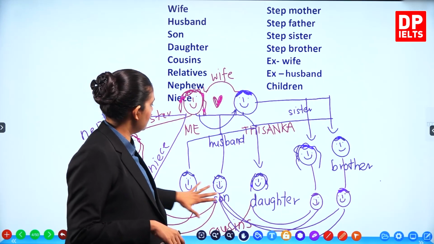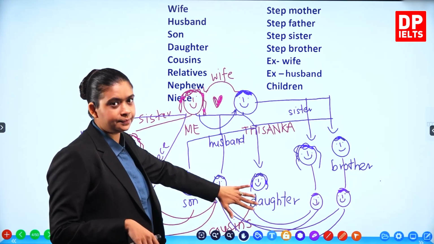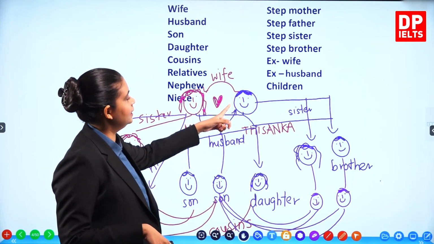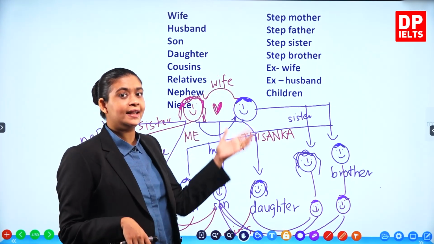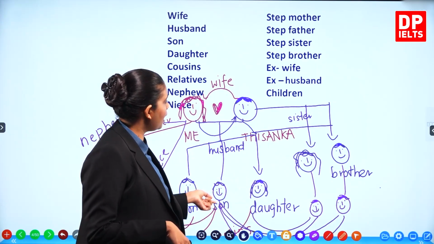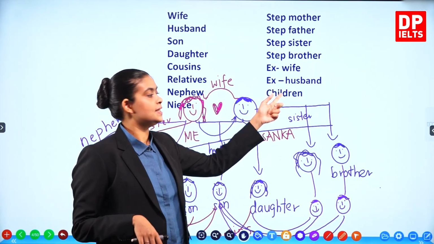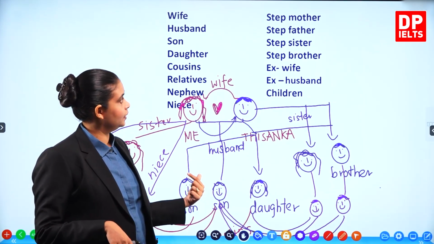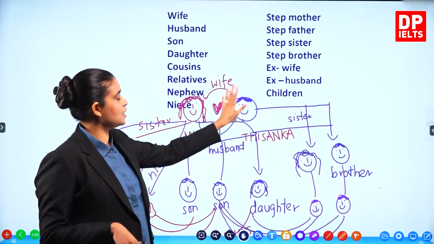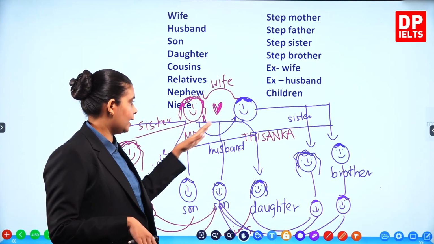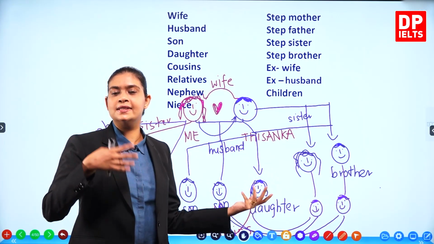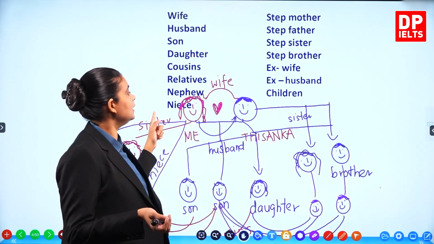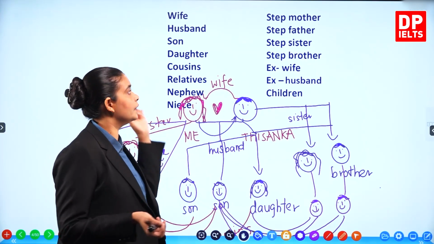Stepmother. Now say my kids are there, okay? And Tisanka actually gets married to someone else, right? Then for my kids, she is the stepmother. If I get married to someone else, okay, and say Tisanka is no more, and I get married to someone else, and he is like the father to my kids, then he is the stepfather, okay?